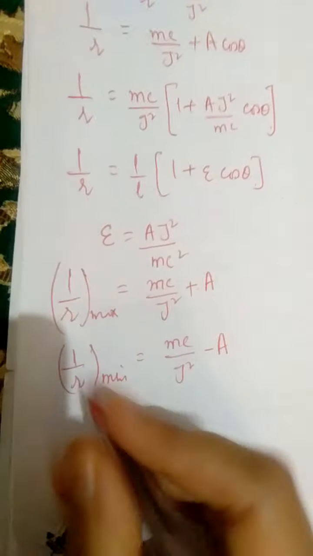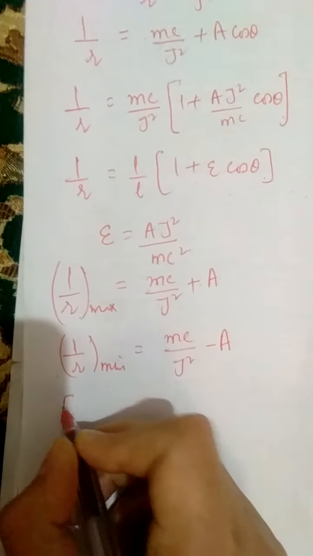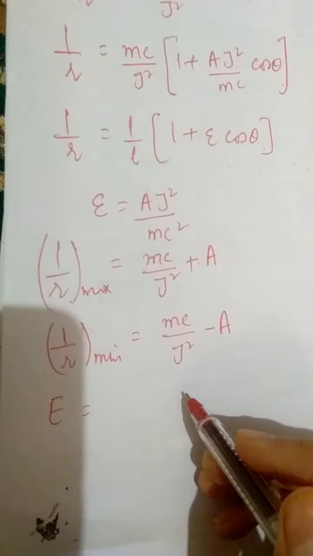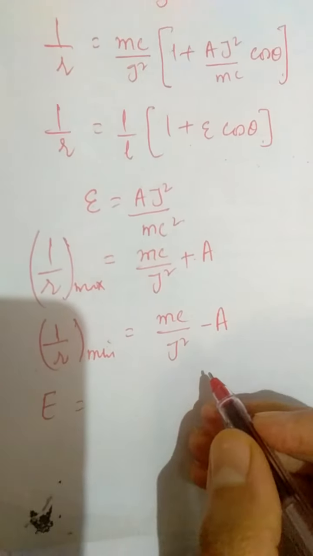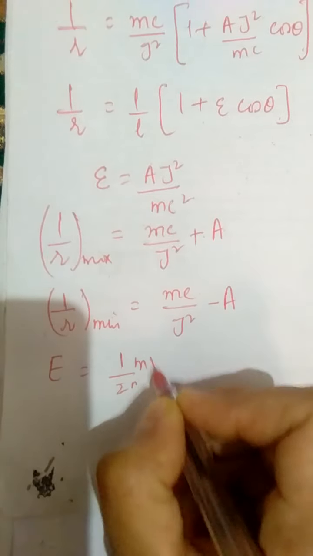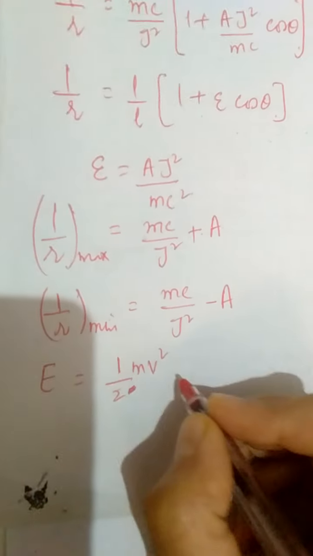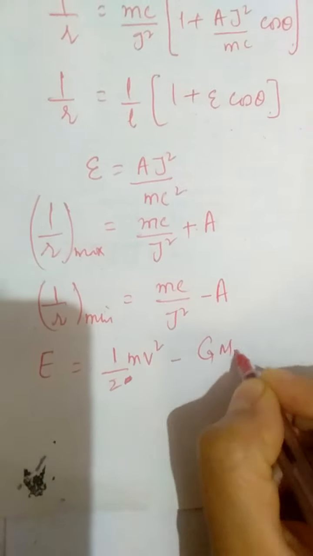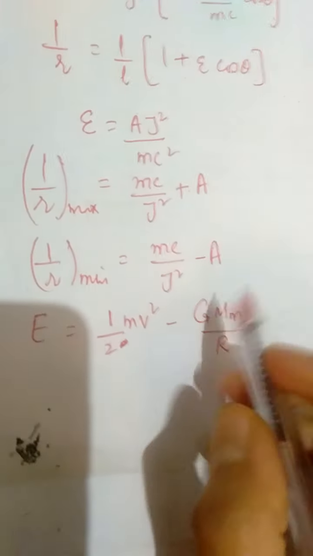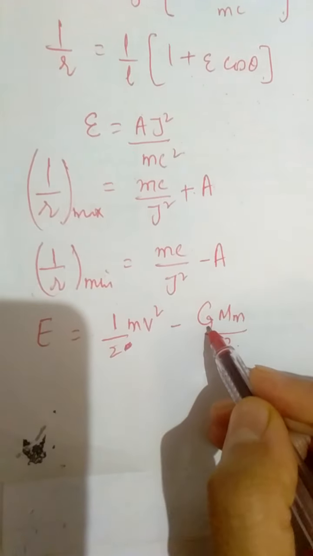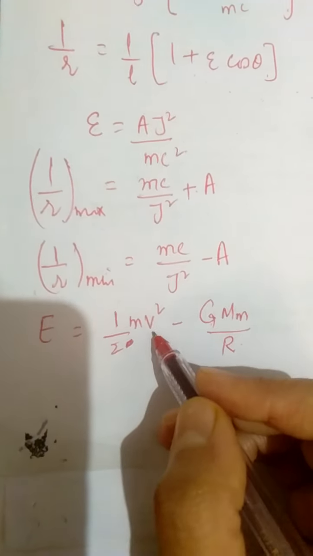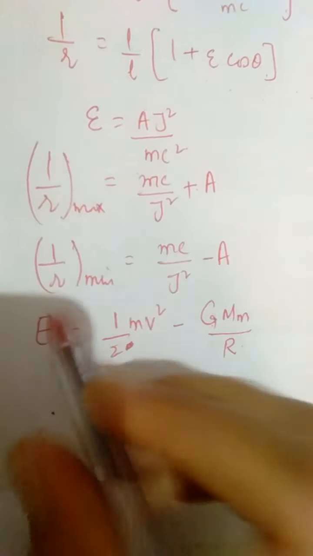Now, we know that the energy of a satellite revolving around the sun has two parameters, a kinetic energy parameter and a potential energy parameter. So it is 1/2 m v square minus GMm by r, right? We know that M is mass of sun, m is mass of satellite, G is the gravitational constant, and r is the distance between the two. v is the velocity of the satellite.